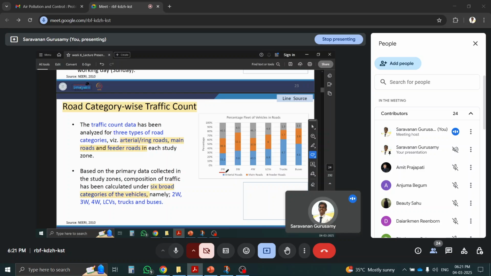So you can see how many two-wheelers, four-wheelers, trucks, buses, and all in arterial, main roads, and feeder roads. These are the three types of roads. Which is more? In the main roads, yeah, if you compare, main roads have a large vehicular count. That's the traffic count.